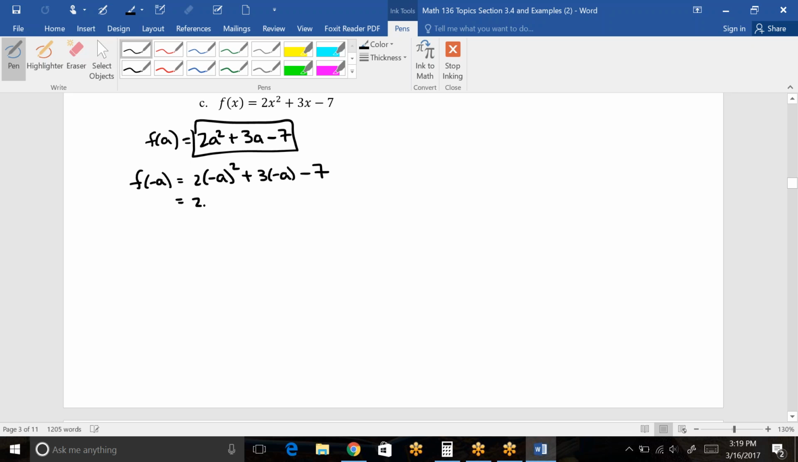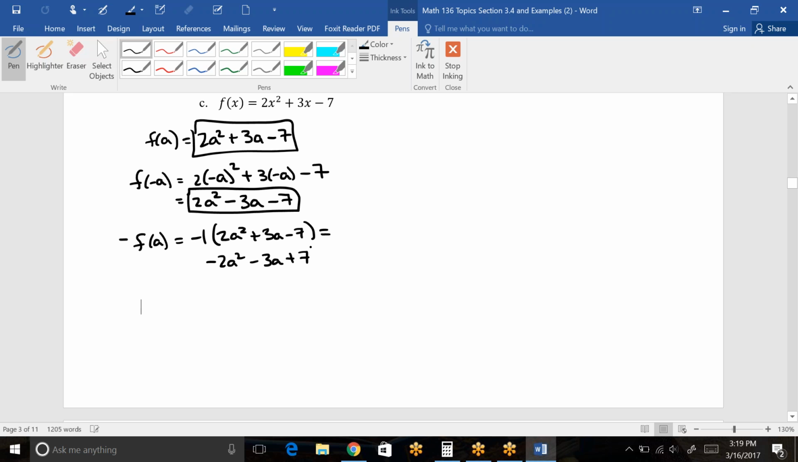Negative a times negative a is actually positive a squared, so this term doesn't really change because it's being squared. But a positive 3 times a negative a is actually a negative 3a. So notice there is a slight subtle difference: the middle term got changed to the opposite sign. Then we had negative f of a, which means you put a negative 1 out front of the first answer, which was just f of a. So all of those are going to change signs. That would be negative 2a squared minus 3a plus 7.